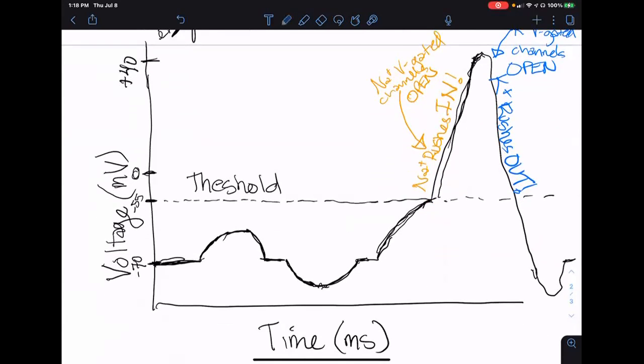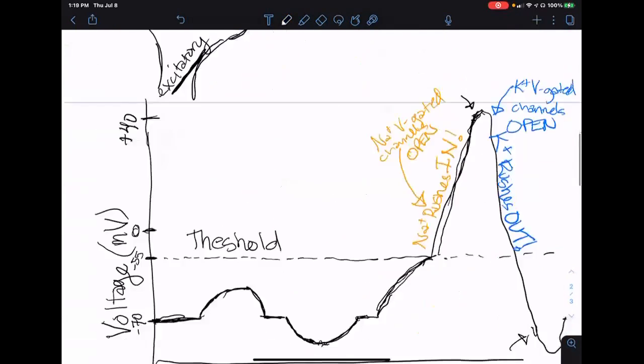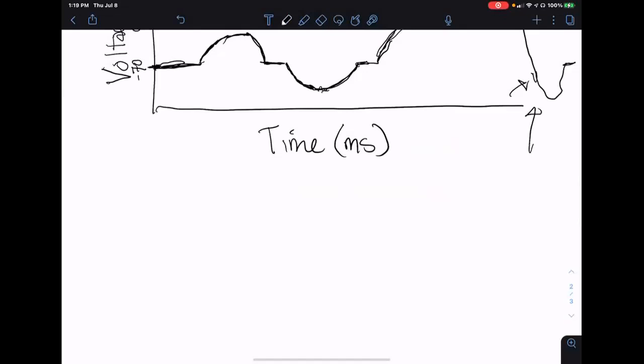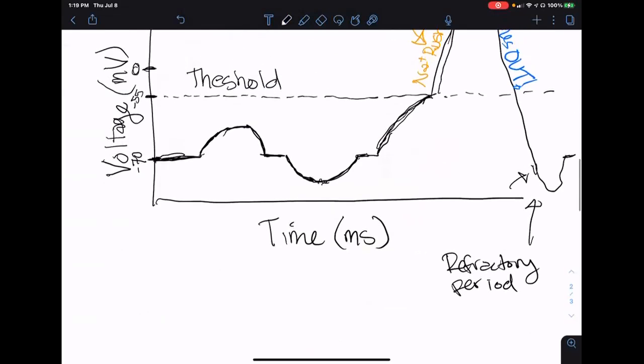And so that's what we're seeing with this dramatic drop right here. In this refractory period, the sodium channels are closing as we're reaching this peak right here. And as we're getting to this dip right here, potassium channels are going to be closing. So no voltage gated channels are open at this refractory period. So it can't send a signal no matter how much it wants to, it's unable to send a signal.